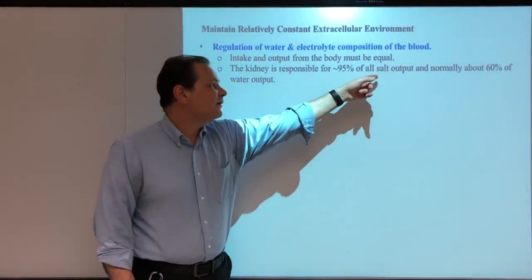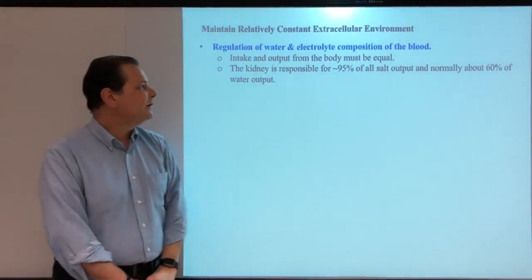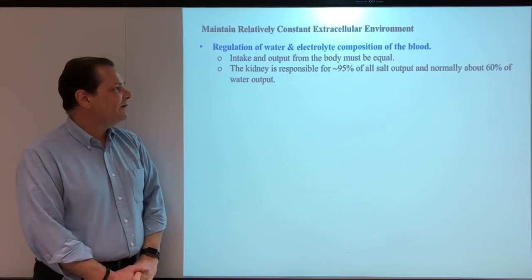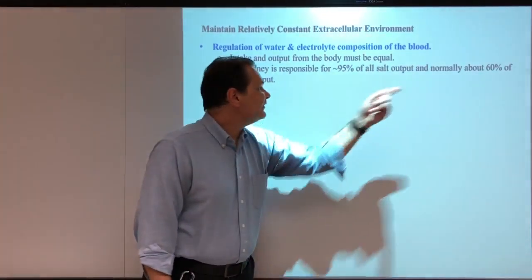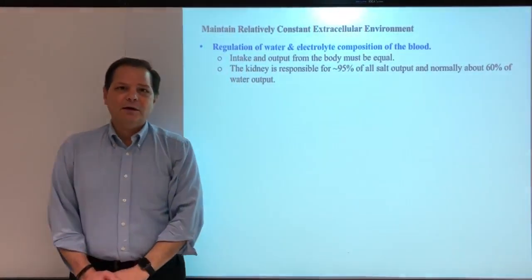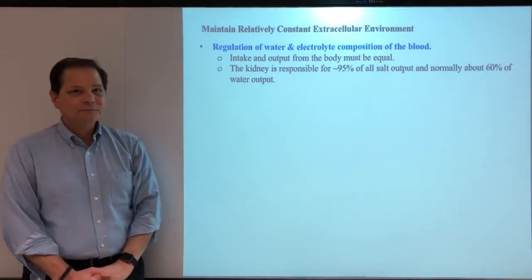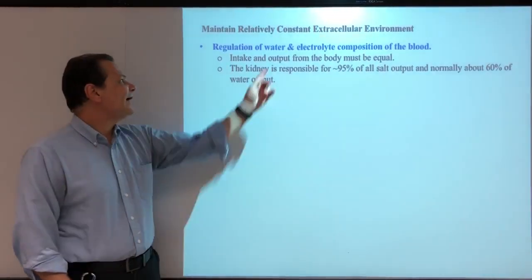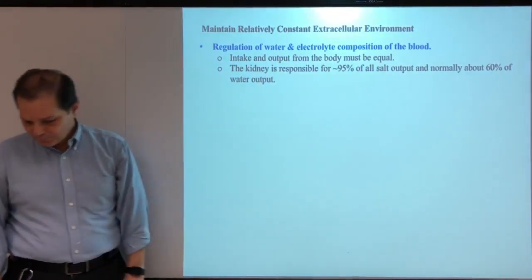About 95% of all the salts that are let go by your body are let go through the urine. About 60% of all the water is also lost through the urine, okay? So this is a fairly major part of making sure that that output matches the input.